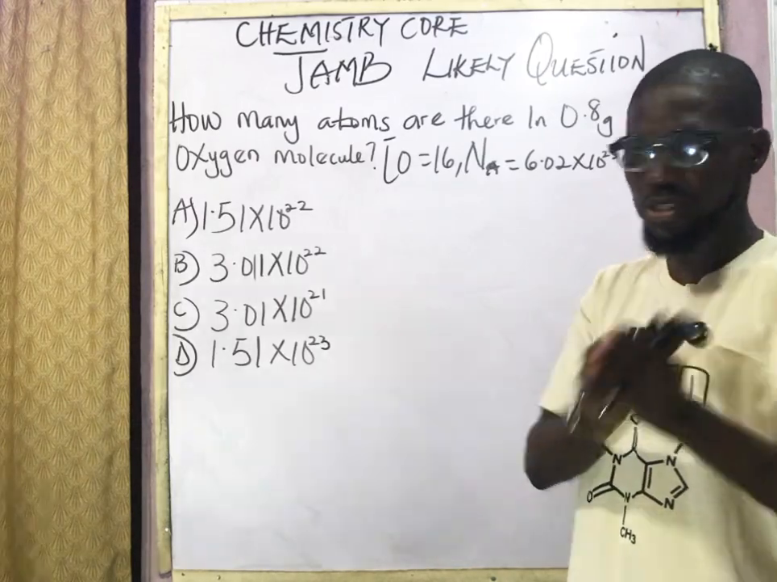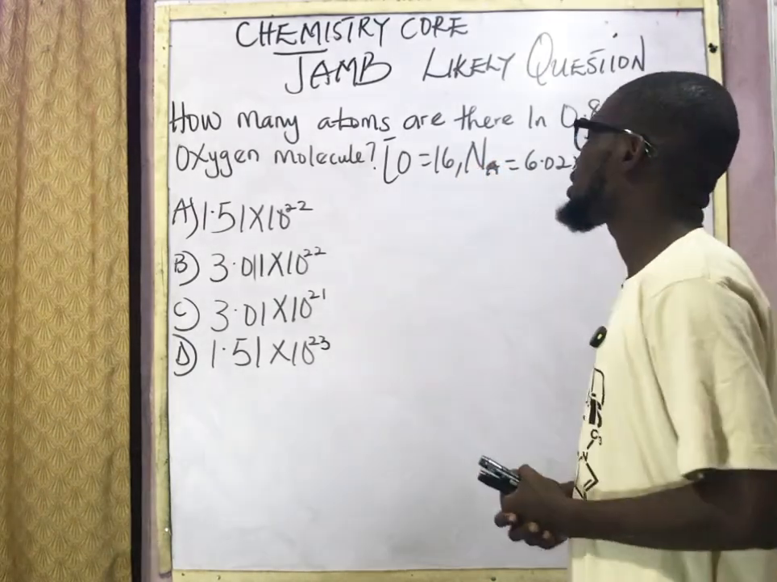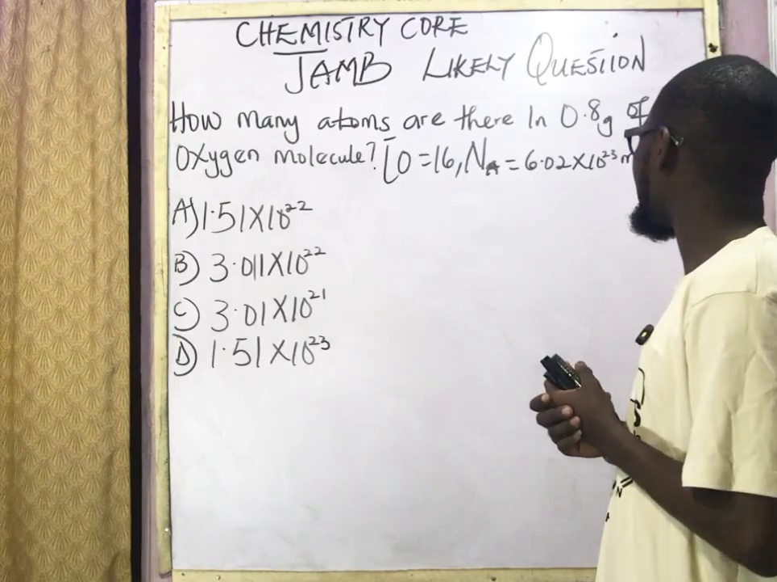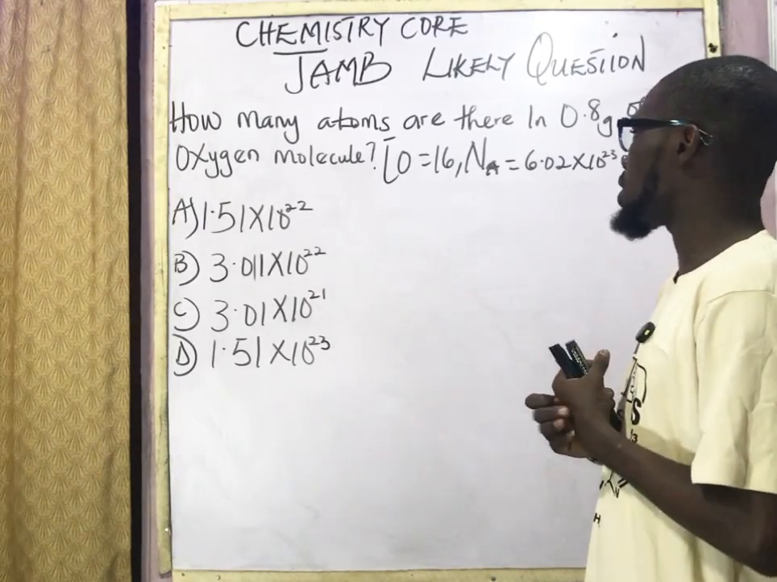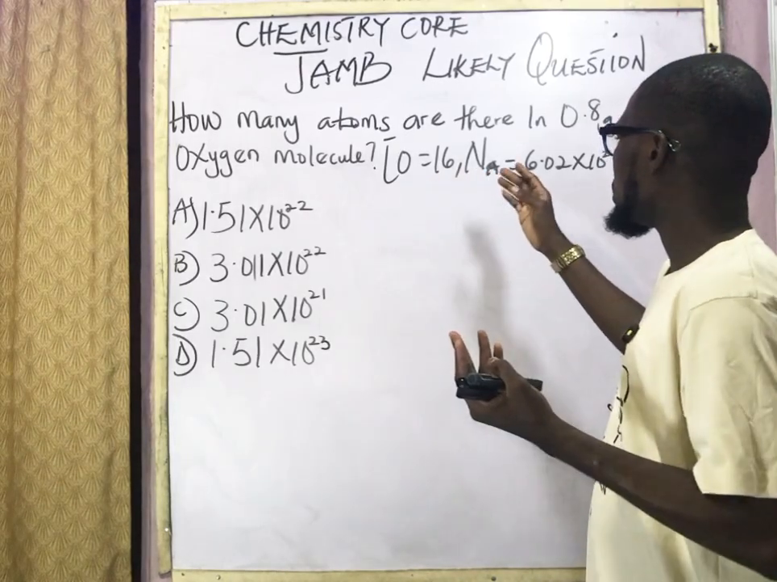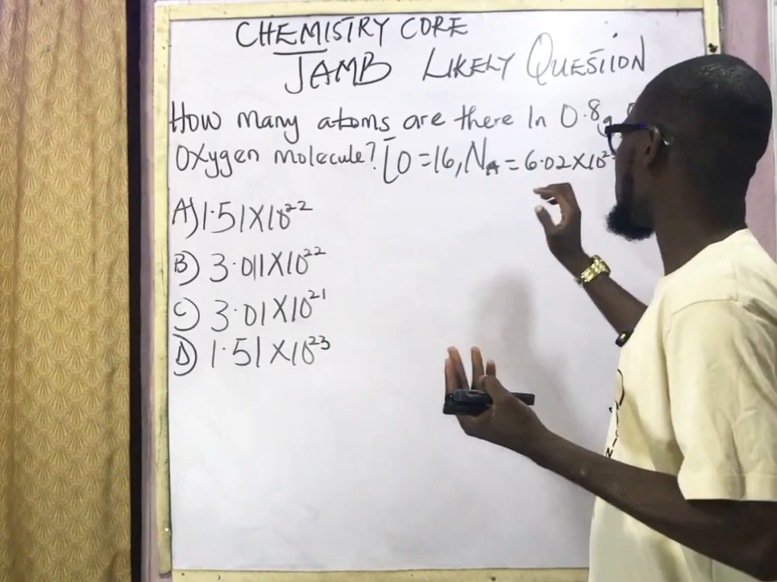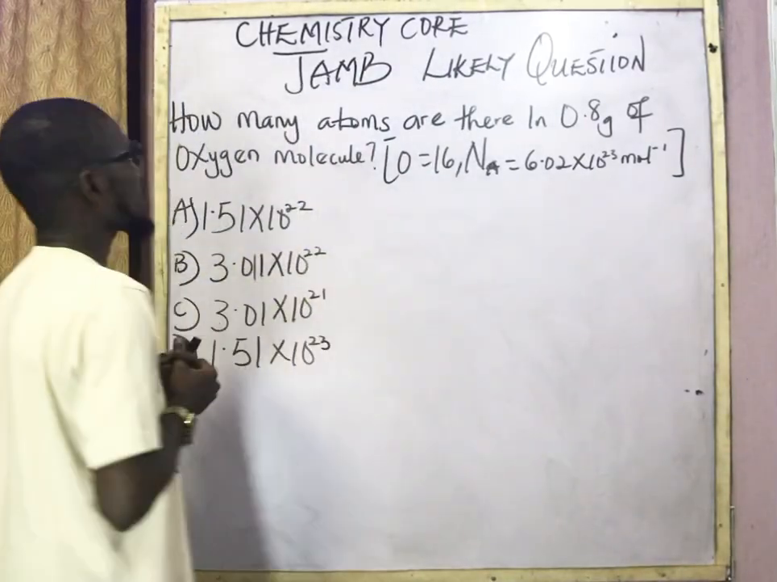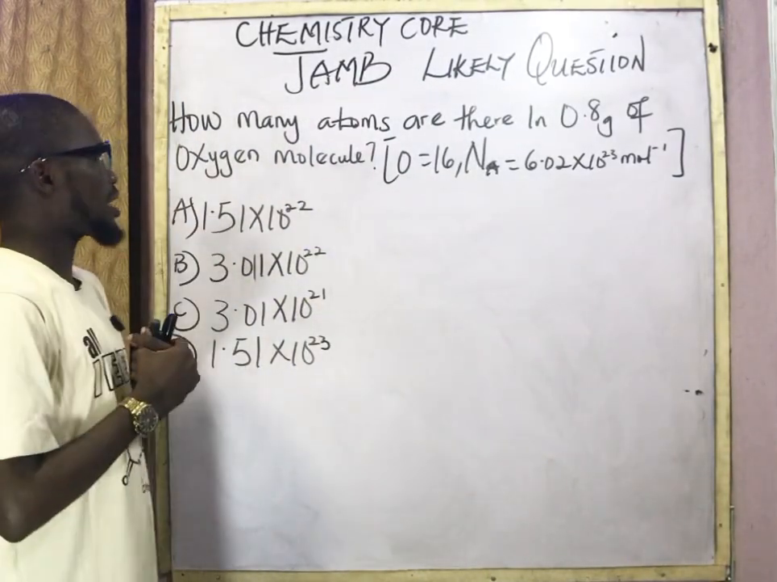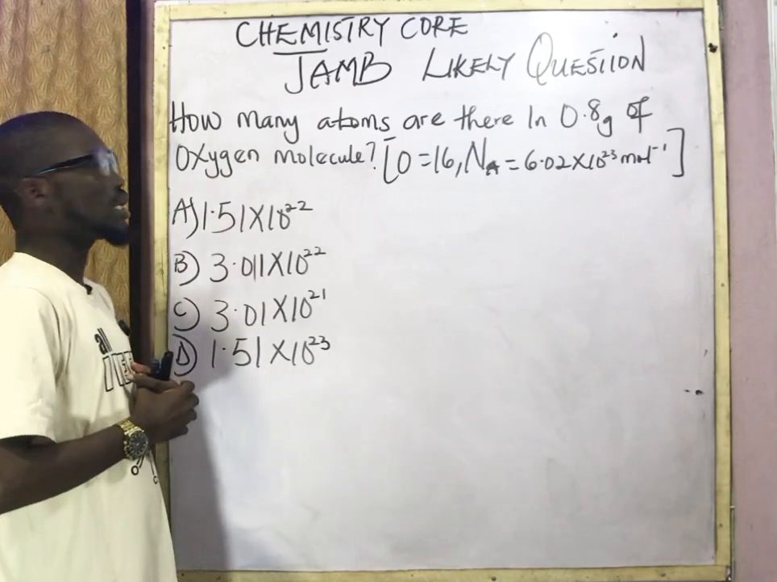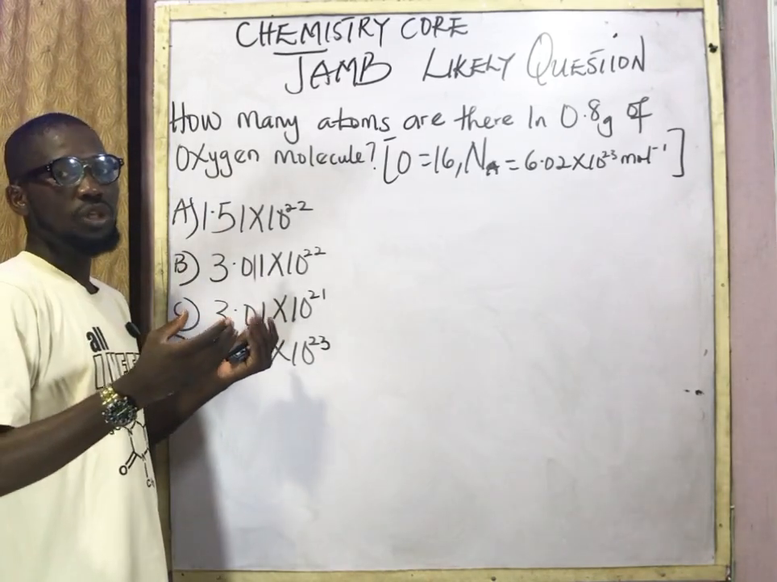In case you came across this type of question: How many atoms are there in 0.8 gram of oxygen molecule? The value for oxygen is 16. The Avogadro's constant is given to be this. This question falls under stoichiometry, which you all know as mole concepts.